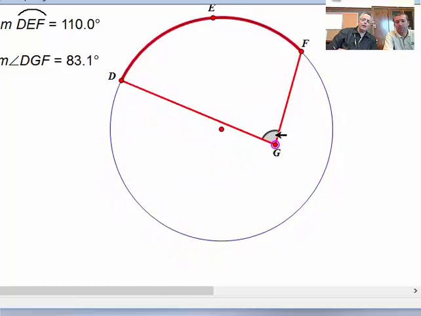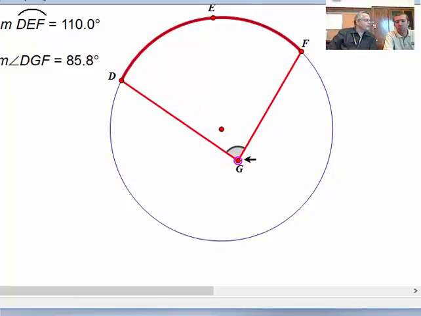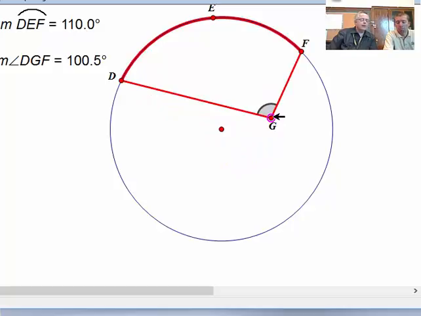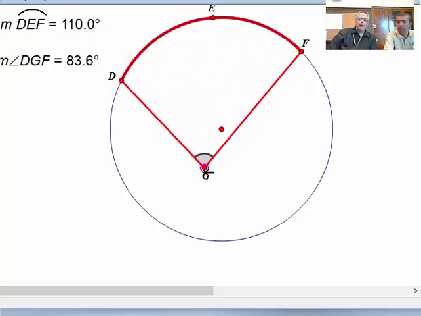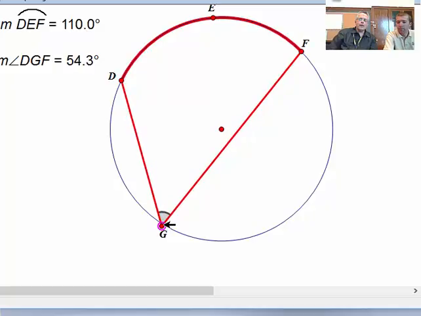So see, as I move it around, the measure of the arc stays 110 degrees, but the angle changes, so it gets really big when I move it up here. Well, I'm going to show you what happens when I move it exactly on the circle. So that's pretty close right there. Yep. That's called an inscribed angle. An inscribed angle has the vertex on the circle. And what we're seeing is its measure is half the arc.